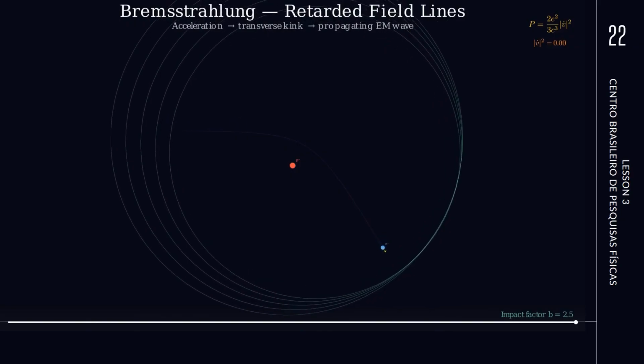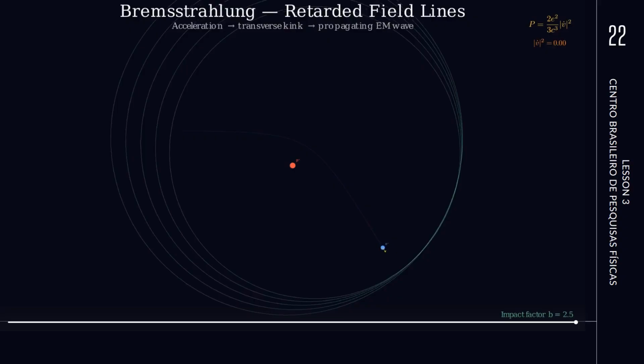Clear how Bremsstrahlung radiation works? What's the shape of the Bremsstrahlung spectrum at low frequencies? It's a constant, and at very high frequencies, exponential decay, exponential cutoff, exactly.